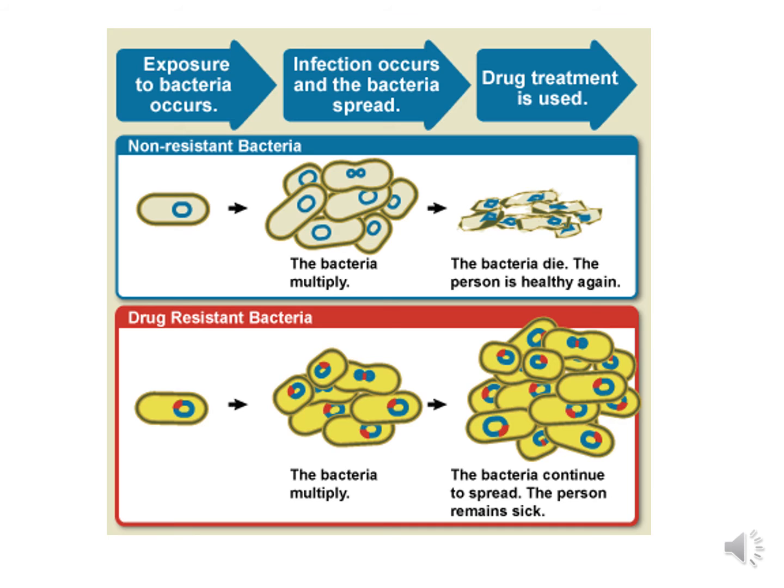Now moving on to what happens when you are infected with drug-resistant bacteria. So just like before, the bacteria multiplies at a rapid rate. Now you would start to become sick because the infection has spread. Now, normally you take antibiotics, but remember, the bacteria is resistant to those antibiotics, so they won't be effective at all. So the bacteria will continue to spread and the person will remain sick.